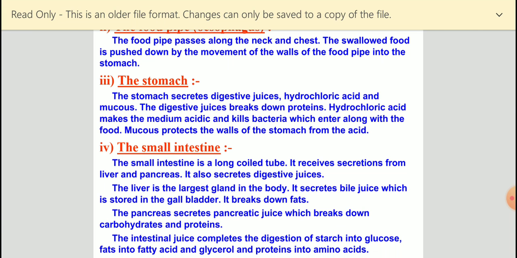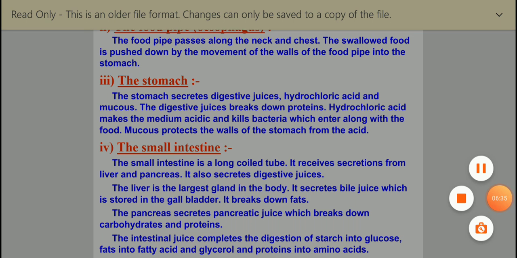Clear? You have to draw the diagram of the esophagus which is given on page number 15. Label the diagram and also write about the stomach and small intestine.